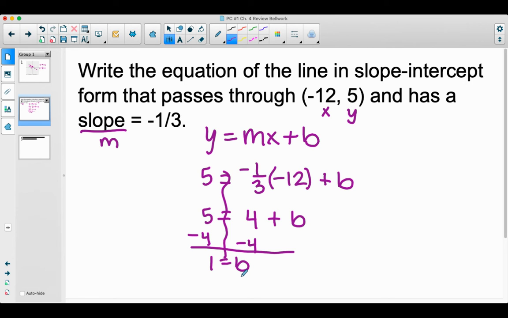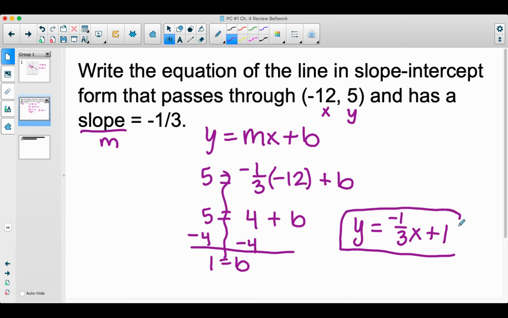You have to make sure that you don't stop there because I'm asking you to write an equation. So my equation is always in y equals. So I have y equals. My m was given to me, it's negative 1/3 x. And then I just found my b to be 1. So I have plus 1. And that is my equation of my line. Make sure that when you write your answer, you use x and y and not the 5 and the negative 12 like we did. We only used that so we could find our b value. But once we find b, then we don't use that anymore.